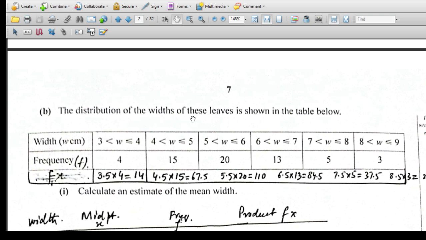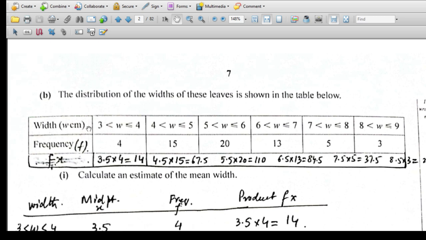Next, on page 7, we have part B. The distribution of the width of these leaves is shown in the table below. Between 3 and 4 the frequency is 4, between 4 and 5 the frequency is 15, 5 to 6 the frequency is 20, 6 to 7 the frequency is 13, 7 to 8 the frequency is 5, and 8 to 9 the frequency is 3.